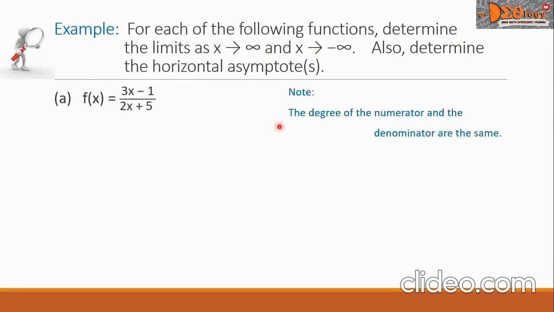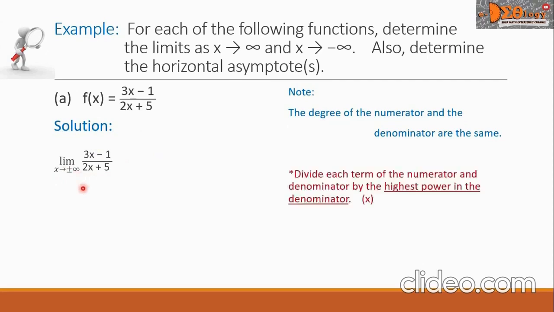Note here that the degree of the numerator and the denominator are the same. For our solution, we will take the limit of the function. So we write here the limit of 3x minus 1 all over 2x plus 5 as x approaches positive or negative infinity. As a rule, we're going to divide each term of the numerator and denominator by the highest power in the denominator. In this case, the highest power is x. So this expression becomes like this.